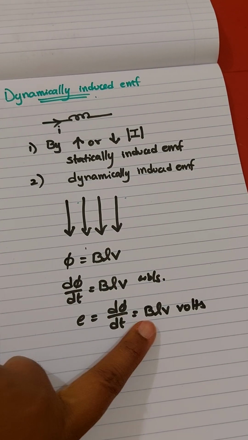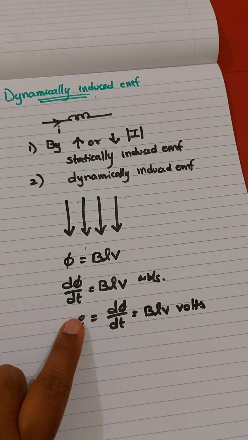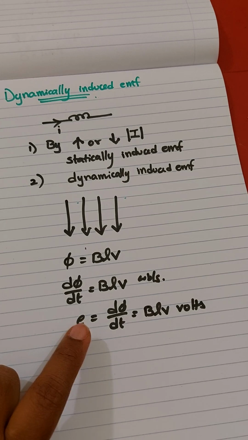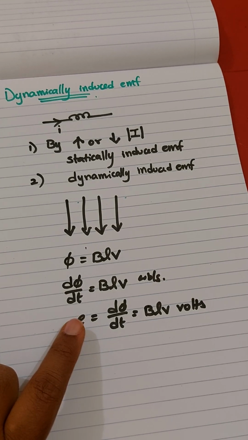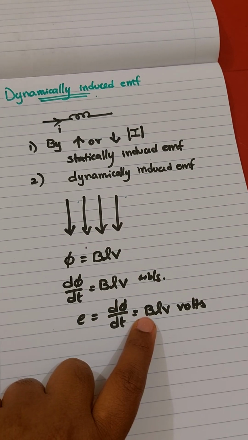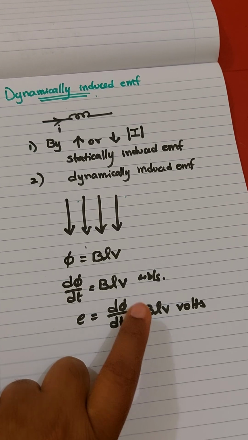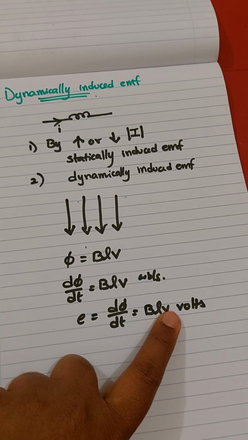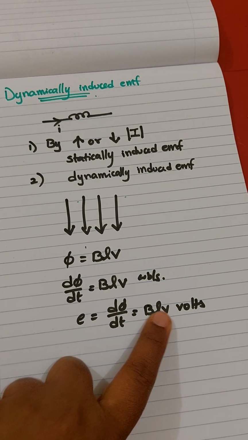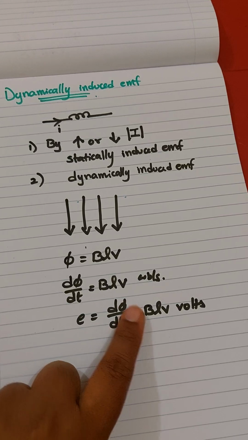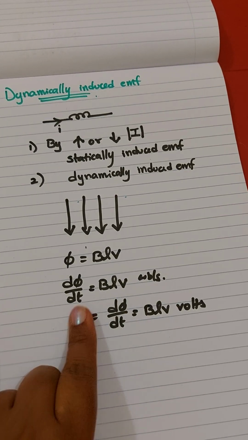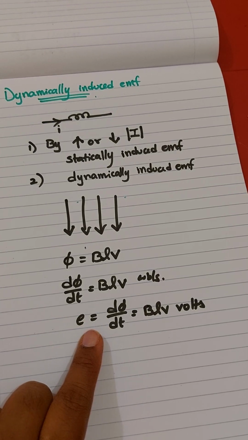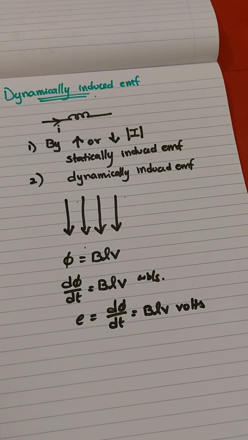So that's why we said EMF induced is nothing but, because I got 100 volts. How am I getting the 100 volts? I am getting it because of the magnetic flux density, because of the length and because of the velocity of the conductor. So these three things are giving me the rate of change of flux. Because of that my EMF is induced. So the rate of change of flux is nothing but EMF induced.